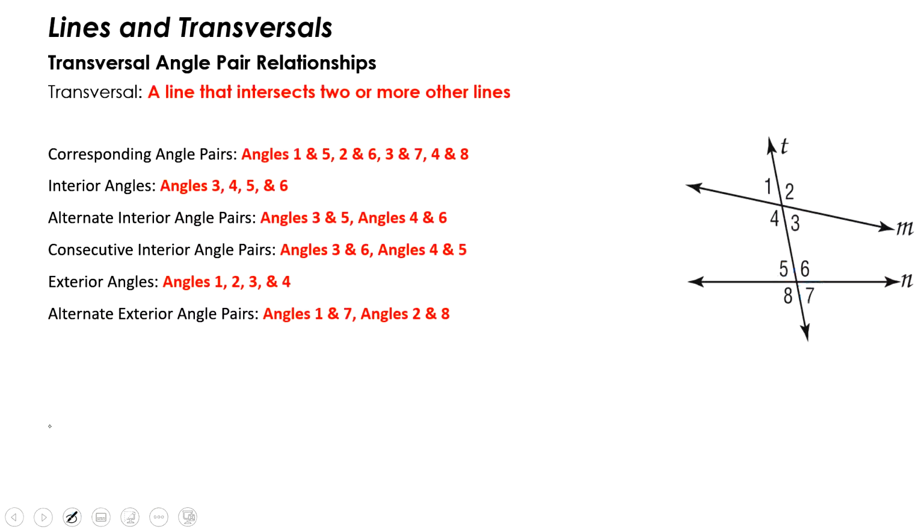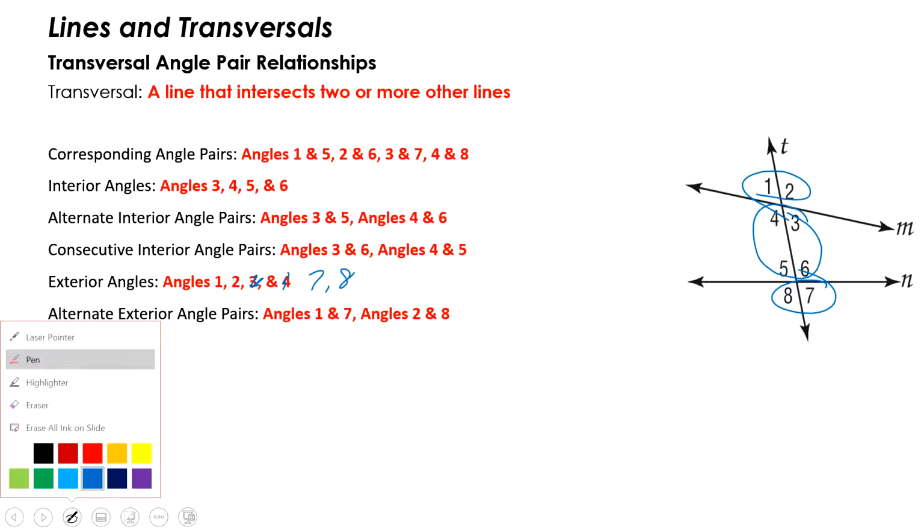Right. The interior angles are all the angles on the inside, so that's 3, 4, 5, and 6. Then I jump out to the exterior angles. Those are all the outside ones. They're 1, 2, 7, and 8. Those are the exterior angles. That makes sense.